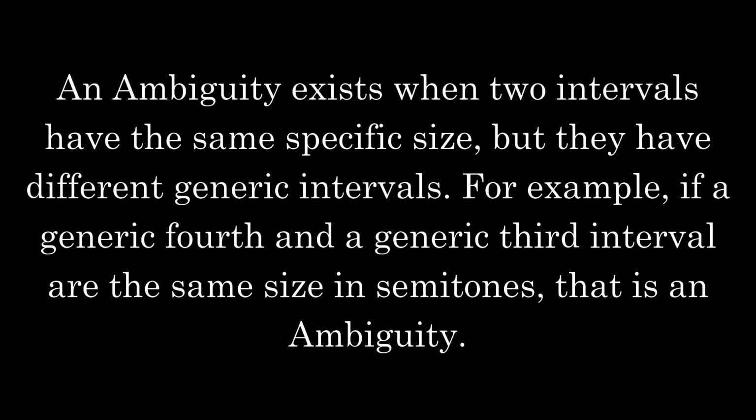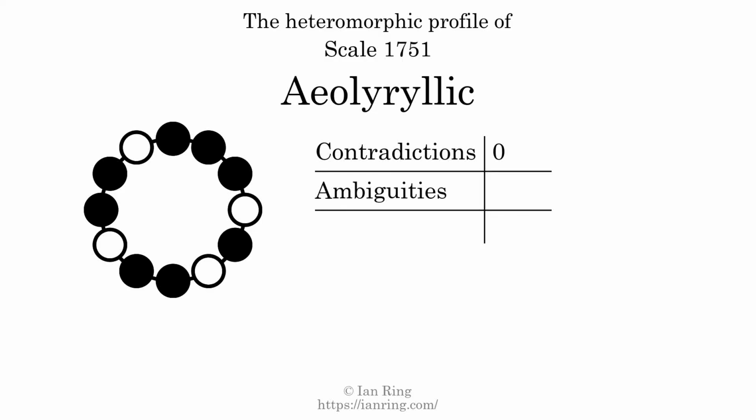An ambiguity exists when two intervals have the same specific size, but they have different generic intervals. For example, if a generic fourth and a generic third interval are the same size in semitones, that is an ambiguity. The number of ambiguities in this scale is 24.